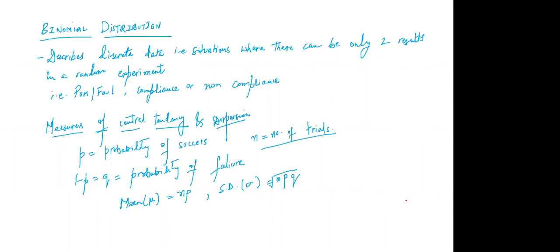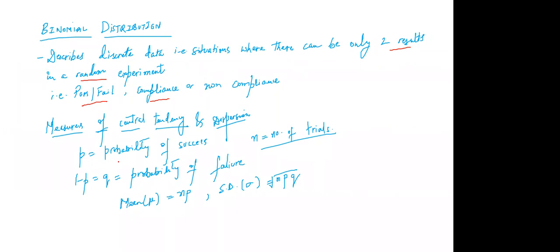Okay, let's talk about the next distribution, which is binomial distribution. So binomial distribution describes data where there can be only two results in a random experiment. Pass, fail, compliance or non-compliance, true or false, right? Where there are only two outcomes, that's a binomial distribution.